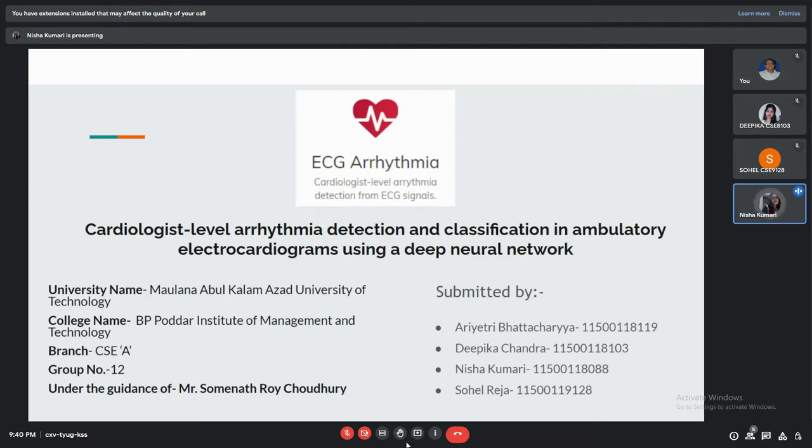Okay, so we are going to detect different types of arrhythmia using a deep neural network that we have made, and the deep learning model that we have used in our project is the convolutional neural network. And my group members are Auryatri Bhattacharya, Deepika Chandra, myself Nisha Kumari, and Sohail Raza.